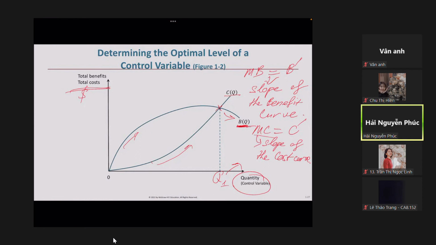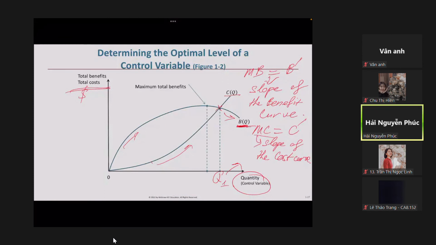Pretty simple. We can see that at Q1, we have the total benefit equal to the total cost, right? So what does it mean? It means that the net benefit is going to be equal to 0. Or in other words, the profit is 0. Okay?